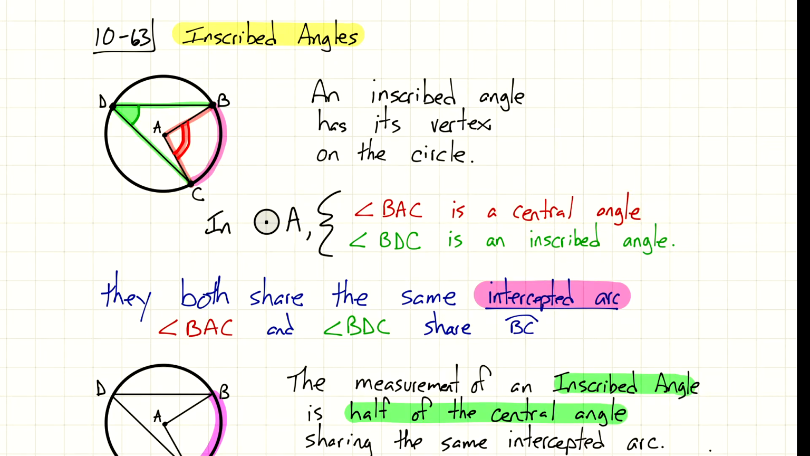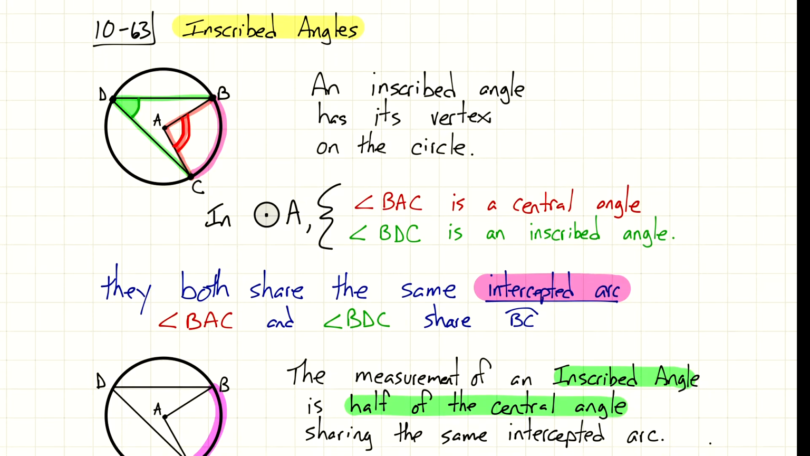So they both share the same intercepted arc. So intercepted arc refers to this arc here, BC. You'll notice it goes from B to D to C, just like it goes from B to A to C. So they both begin and end at B and C. So because they both have the same intercepted arc, there's a special relationship between these two angles, which is the next part.